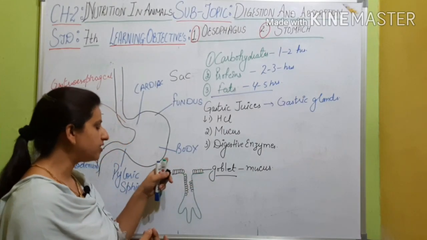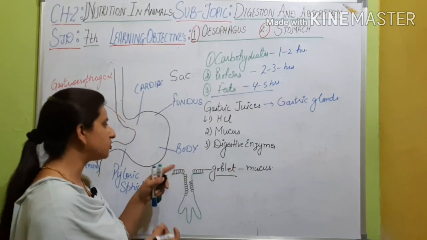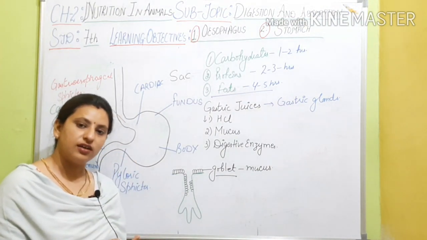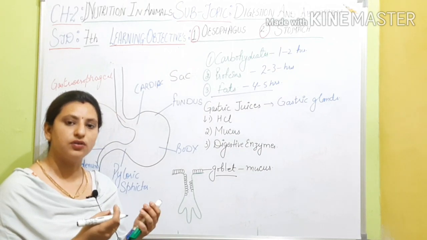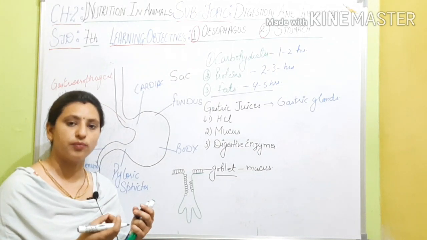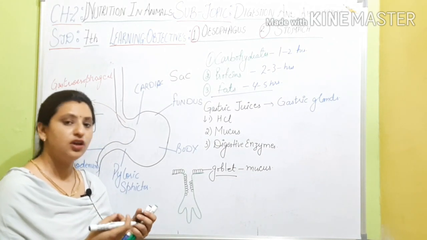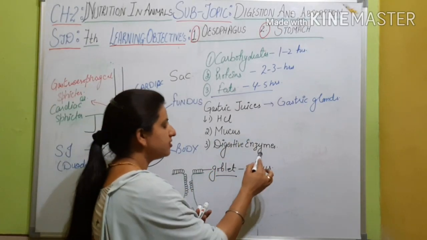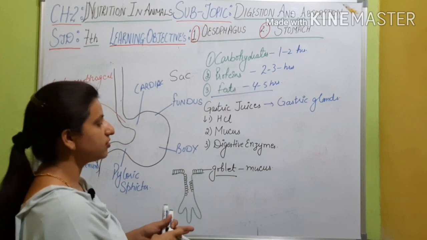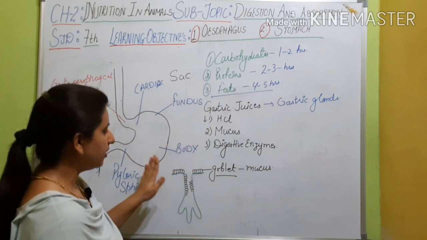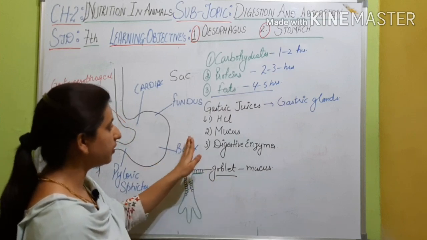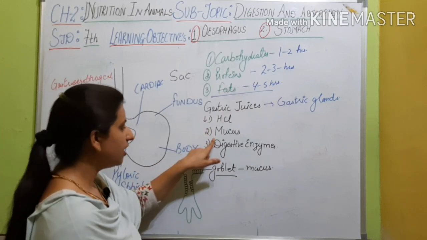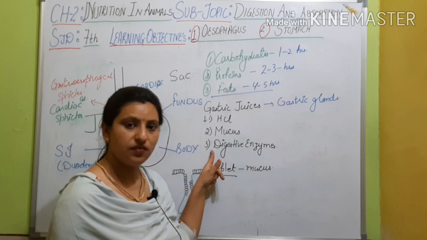present, and these goblet cells secrete the mucus, and this mucus will line the inner wall of the stomach to prevent the stomach from burning up. So all the things which are present in the gastric juices are secreted by the gastric glands. The first is HCl, the second is mucus, and the third one is the digestive enzymes.